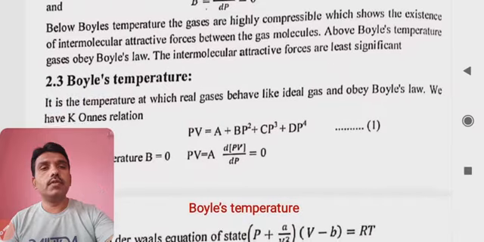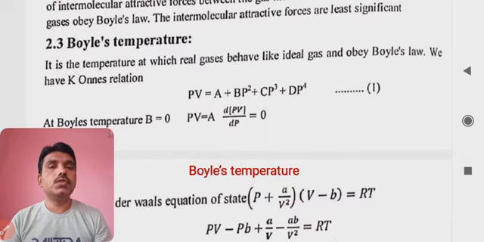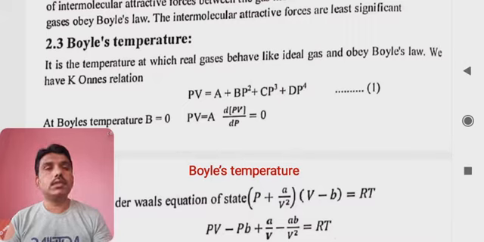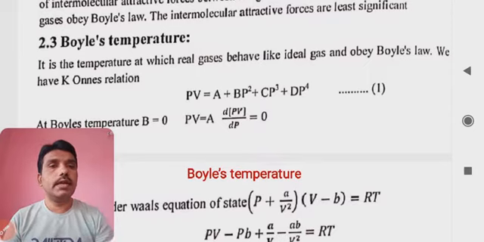That's why we have given the title Boyle's temperature. Now we have that stage where the Boyle temperature is there, and B is equal to dPV upon dP is equal to 0. That stage is nothing but your Boyle temperature stage from the equation point of view. Now it is the temperature at which the real gases behave like ideal gases and obey Boyle's law. And we have the virial relation, that is PV is equal to A plus BP squared plus CP cubed plus DP raised to 4. This we can give as equation number 1.